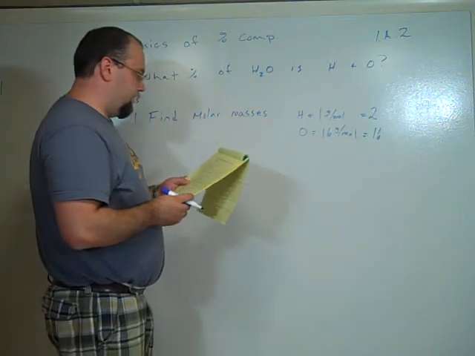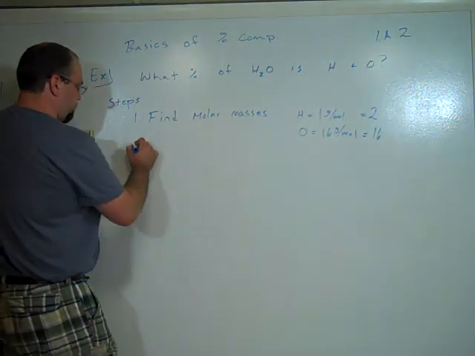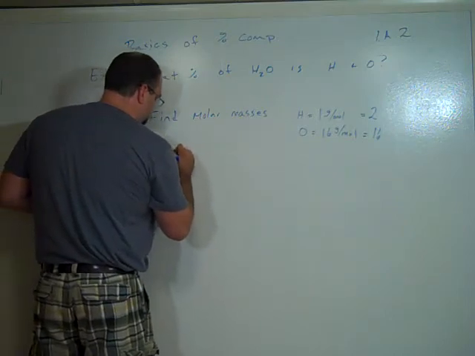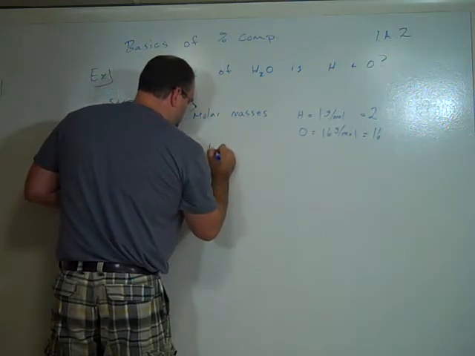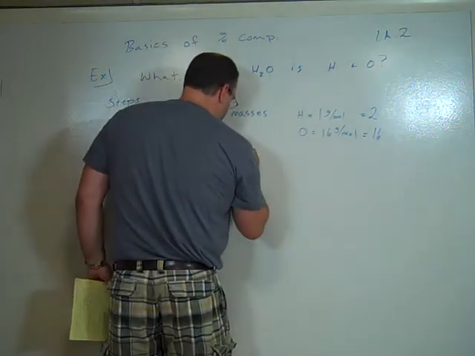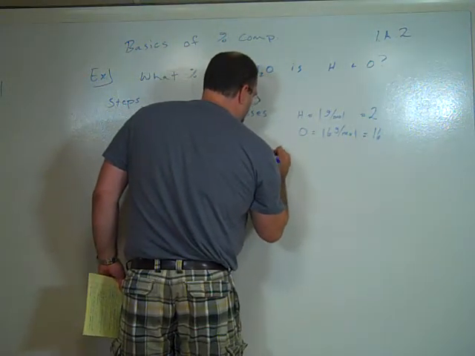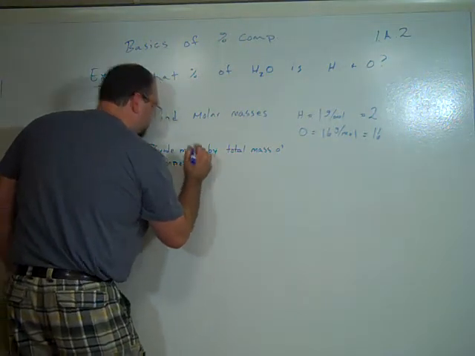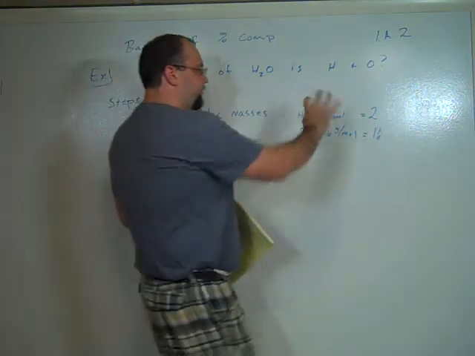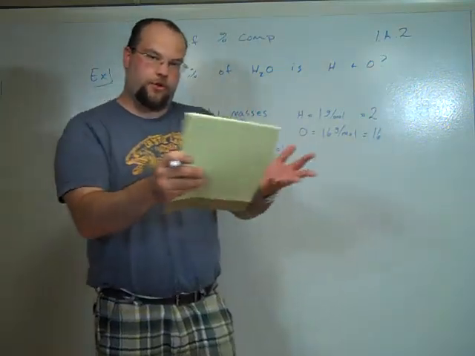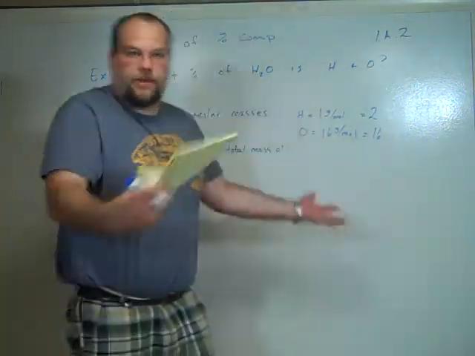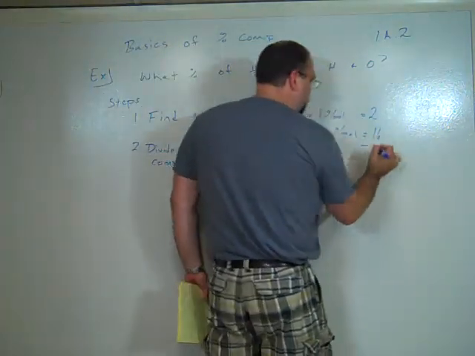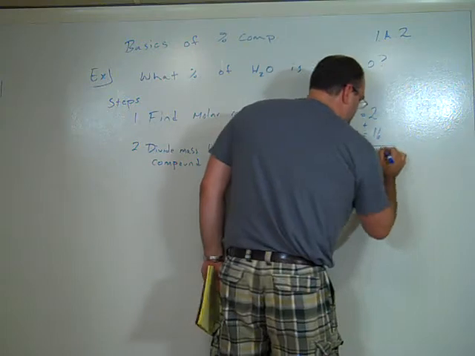Step 2: divide mass by total mass of compound. I'm going to take the mass of these and divide it by the total mass to figure out what percentage of the total mass are the elements. Percent composition, the percentage of the mass. So the total mass, 2 plus 16, is 18.